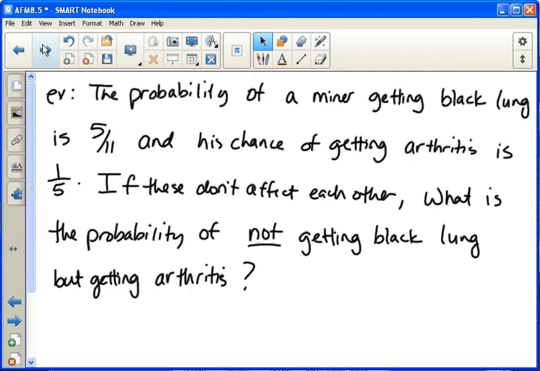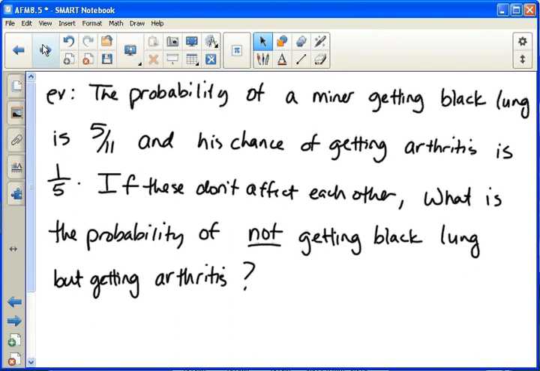Okay, next example. The probability of a miner getting black lung is 5 out of 11, and his chance of getting arthritis is 1 out of 5. If these don't affect each other, what is the probability of not getting black lung but getting arthritis? So there's several things going on here. First of all, it should make pretty good sense to you that getting black lung is not going to necessarily affect arthritis.